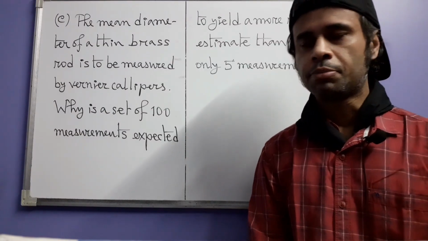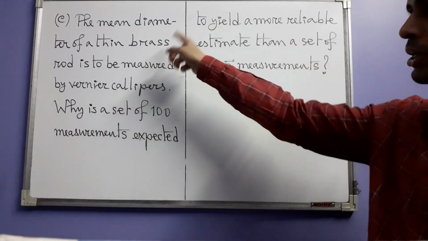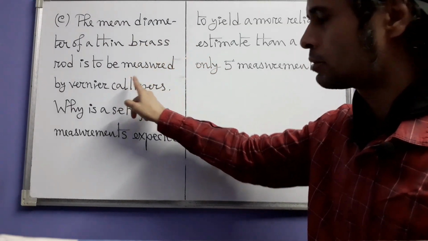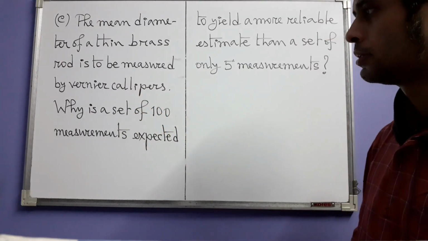And next we have part C. The mean diameter of a thin brass rod is to be measured by vernier calipers.